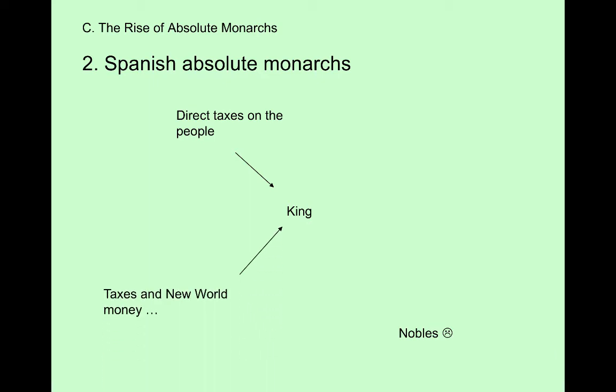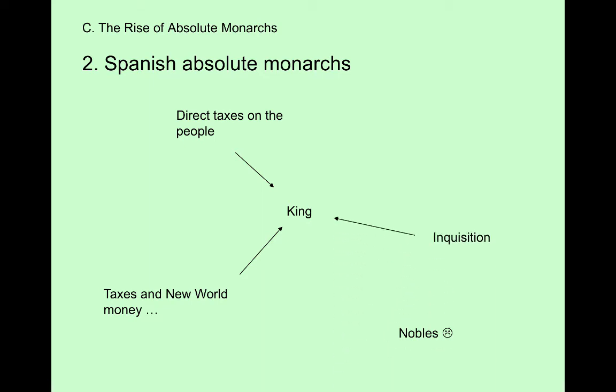Next, the king is getting money from his New World colonies. In our exploration notes, we talked about the amount of gold and specifically silver that the king of Spain was getting out of the New World. And so with this new revenue stream of silver coming from the New World, he doesn't have to depend on the nobility raising taxes for him. He has his own money, his own source, without depending on the nobility at all.